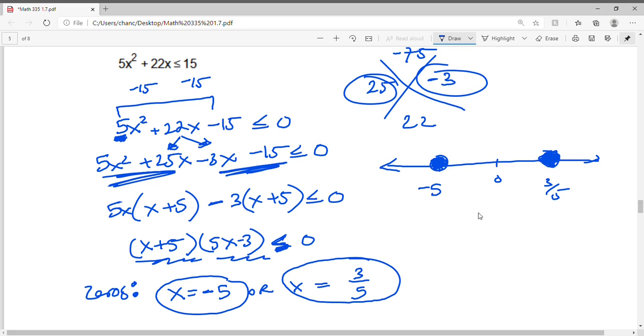Now let's pick some test points. Let's test to the left of negative 5. I'll test x equals negative 6. And here I'll test x equals 0. That's an easy number to use. And to the right of 3/5, let's test x equals 1.